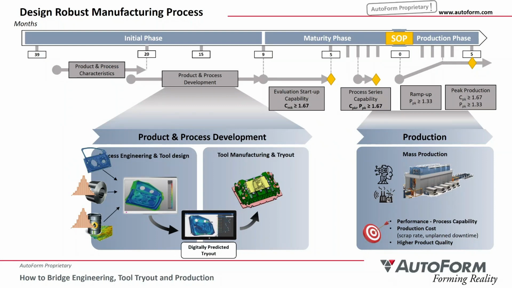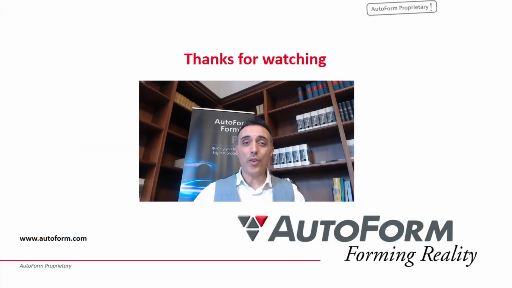But we have to transfer what we call the digital predicted tryout data. So tools that are going to be modified in tryout are modified according to the engineering intent, so that the process capability that has been engineered is ensured during tool tryout. And only if we do that, then we can transfer additional data downstream to the production plant to help and to support production.